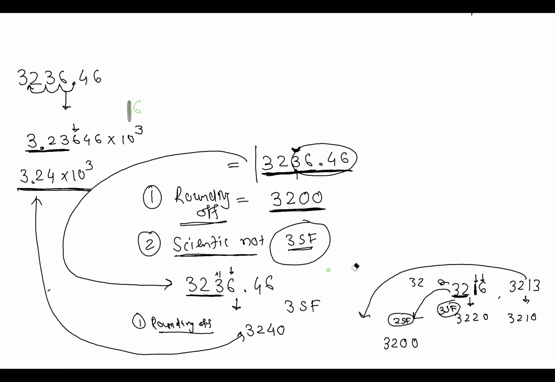Go ahead. What was the number? 325646. Okay, let's try to do the same with two significant figures. What would the number be? Just curious. Yep, let's try that.